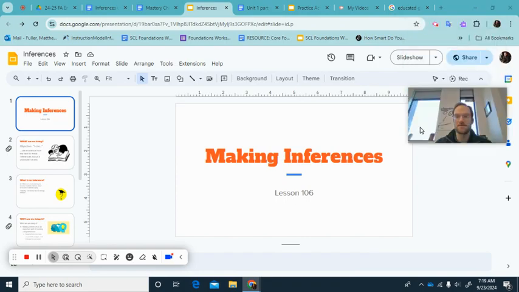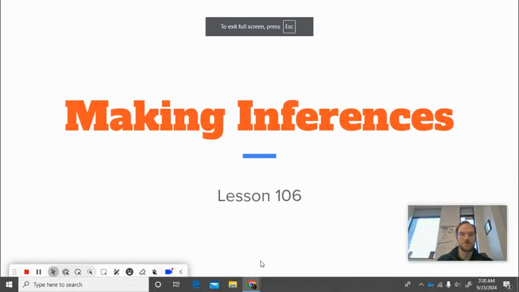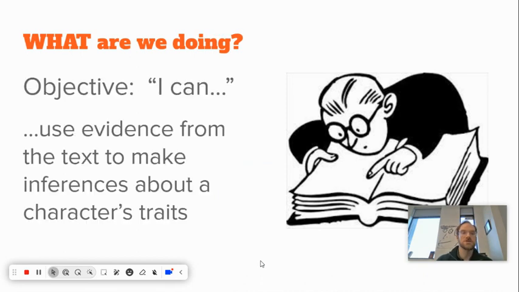An inference, let me move my face out of the way a little bit. So making inferences, that's 106. What we're doing is using evidence from the text to make an inference about characters' traits. We can make an inference about anything. We can make an inference about the plot. We can make an inference about characters' traits. We can make an inference about any number of details. The inferences today are going to be about traits and about the plot.